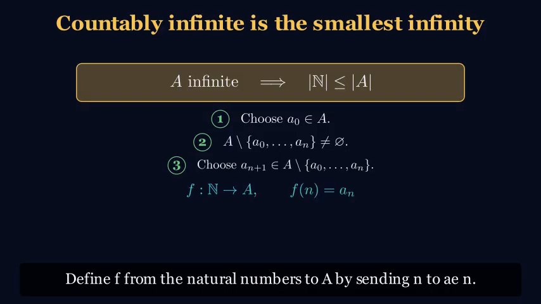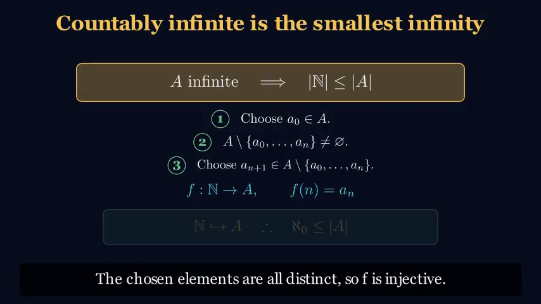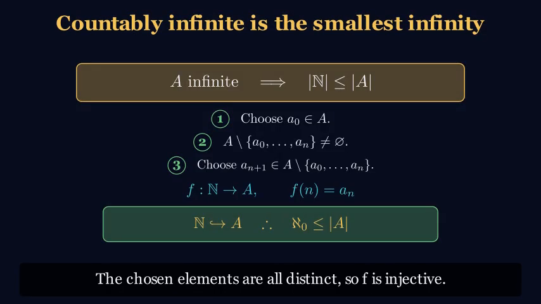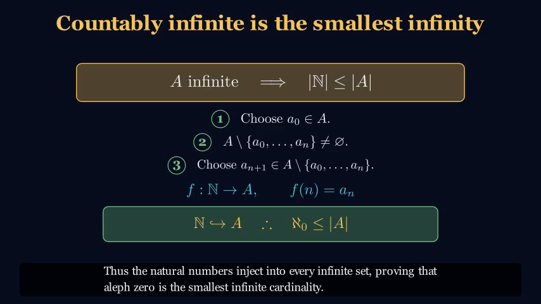Define f from the natural numbers to A by sending n to a_n. The chosen elements are all distinct, so f is injective. Thus the natural numbers inject into every infinite set, proving that Aleph-0 is the smallest infinite cardinality.